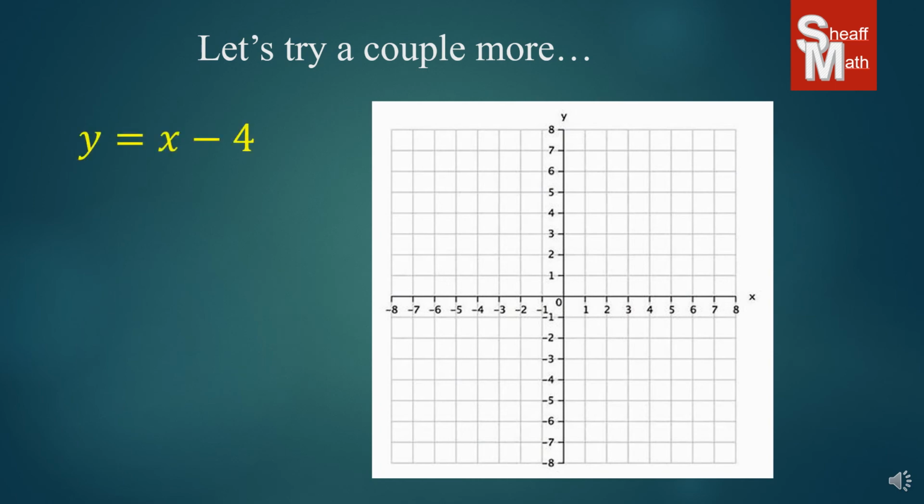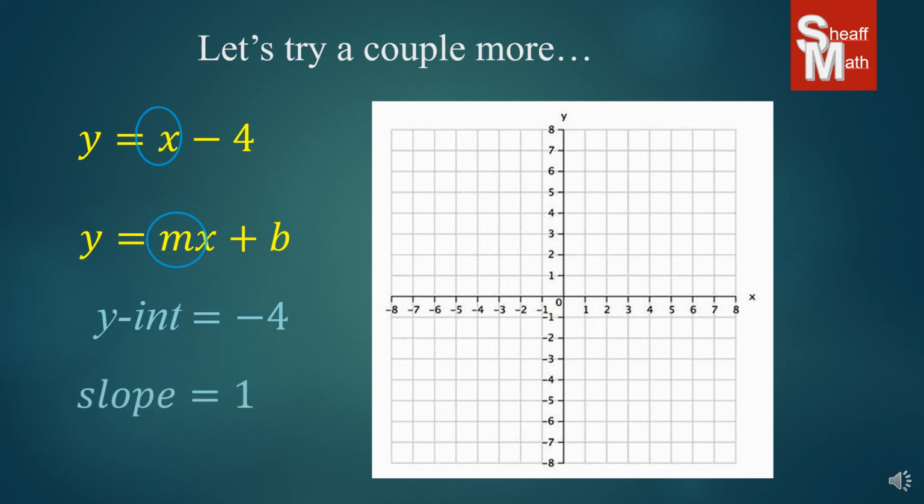All right, here's another one. y equals x minus 4. So we have our slope-intercept form. Our b, that y-intercept, is negative 4. And then our slope looks like it's missing. But we know there's always a 1 in front of an x that doesn't have a number in front of it. So our slope is 1.